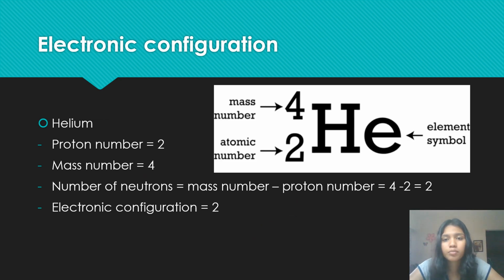Next element, helium. The top usually indicates the mass number, which is the protons plus neutrons, and the bottom usually indicates just the atomic number, which is the proton number. So you can see the proton number is 2 and the mass number is 4. That means the number of neutrons is 4 minus 2, which is 2, as indicated here. I'm explaining everything about the configuration of the atom, not just electronic configuration, just for you to understand. There are 2 protons, which means there have to be 2 electrons as well. So the electronic configuration is just 2. It satisfies 2n squared, and the last shell has to have less than 8.